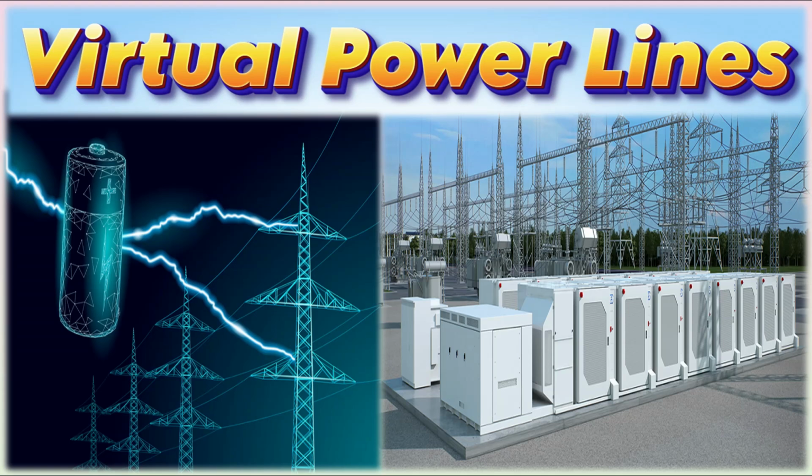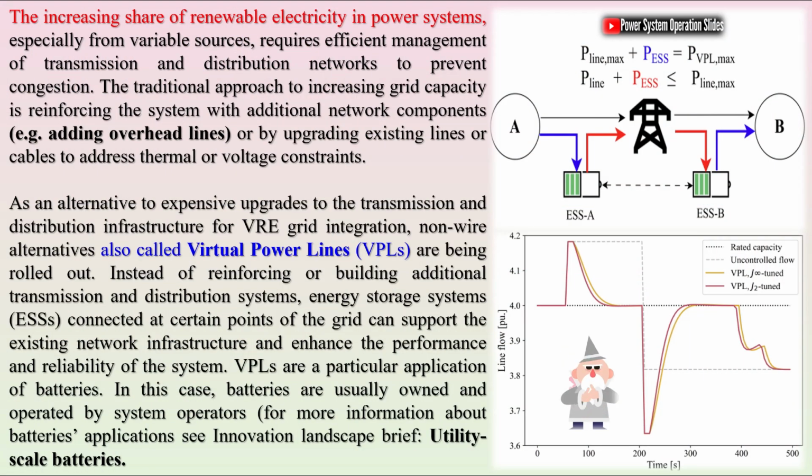A virtual power line is not a physical conductor. It is an operational concept and an arranged set of technologies, controls and market dispatch measures that emulate or unlock additional transmission capability using the existing grid.